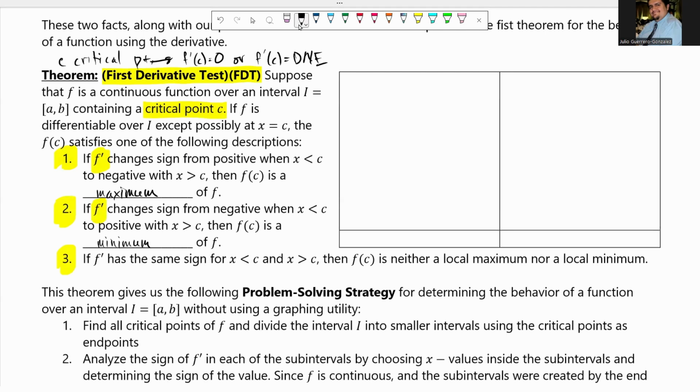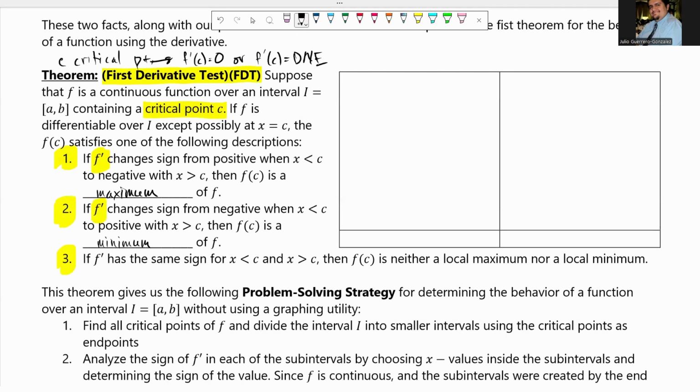If you have the exact same sign before and after c, then you have neither a local maximum or a local minimum. You learn what those are once you get to Calc 3. So for now, number 3, we're just going to say it's neither local min nor max. All right, so now the illustration.